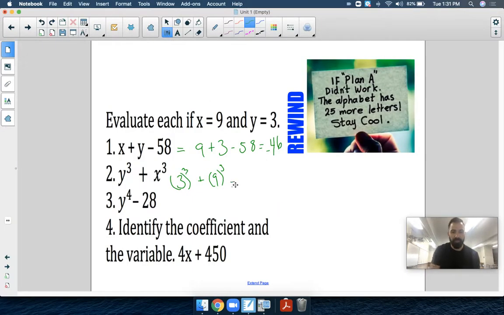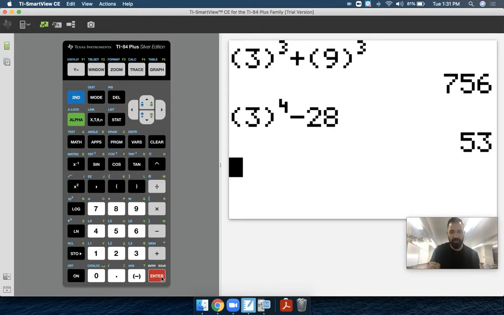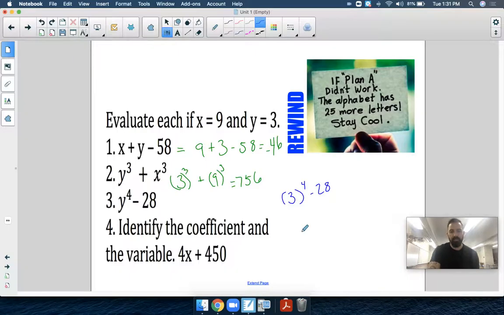So this one is 756. And our last one here, y to the fourth power minus 28. Y is 3, so 3 to the fourth power minus 28. And again, we're going to go to our calculator. 3 to the fourth power minus 28, which equals 53. That's it for those three.